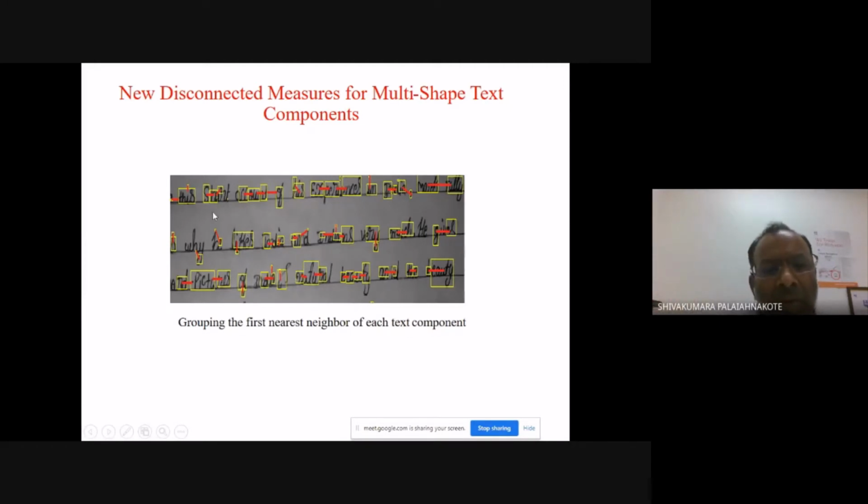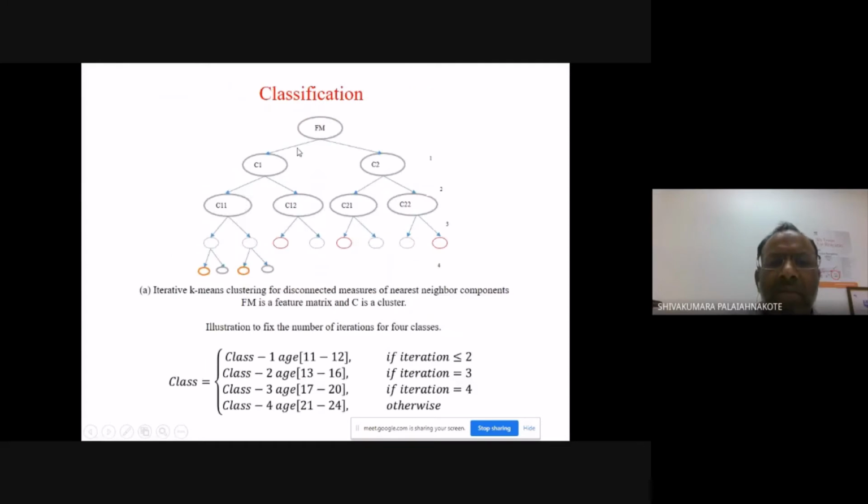So for that, what we did is take one component and look for nearest neighbors. Of course, you can expect an 8 nearest neighbor. So we take the first nearest neighbor like this, and we get one pair. For every pair, we calculate this disconnected measure. That means we are getting some feature.